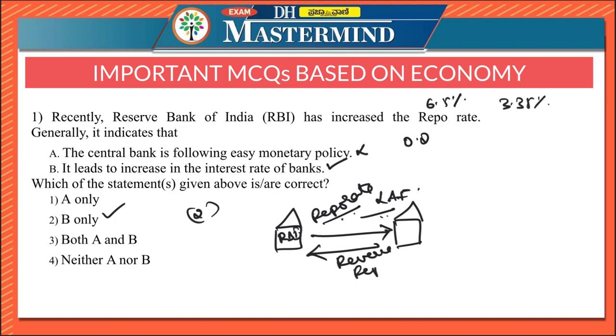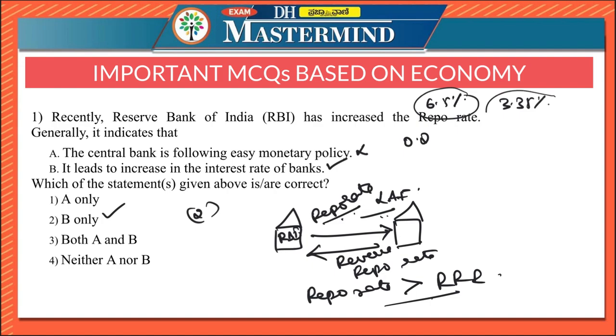You have to remember one more point, that usually repo rate is higher than reverse repo rate. Even now, the repo rate is 6.5%, while the reverse repo rate is 3.35%. So 6.25% was the repo rate on December 7, 2022 last year. However, now it is 6.5%.